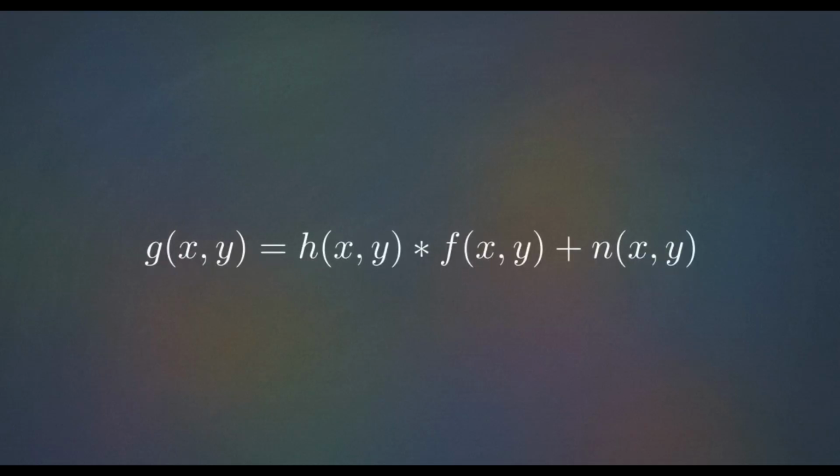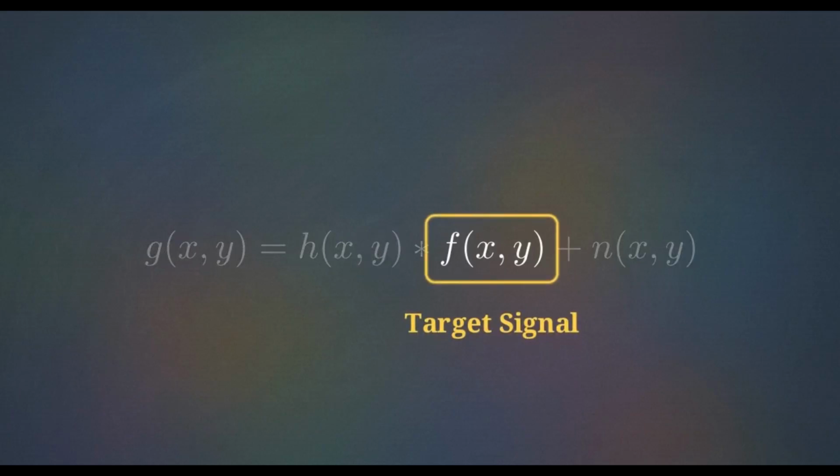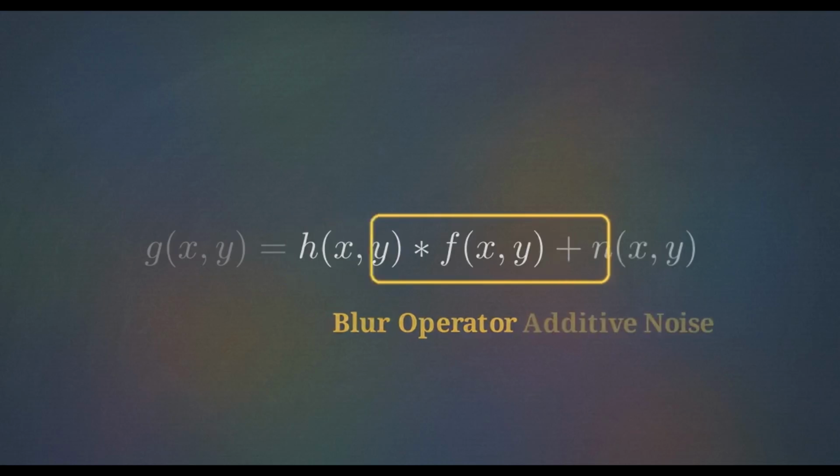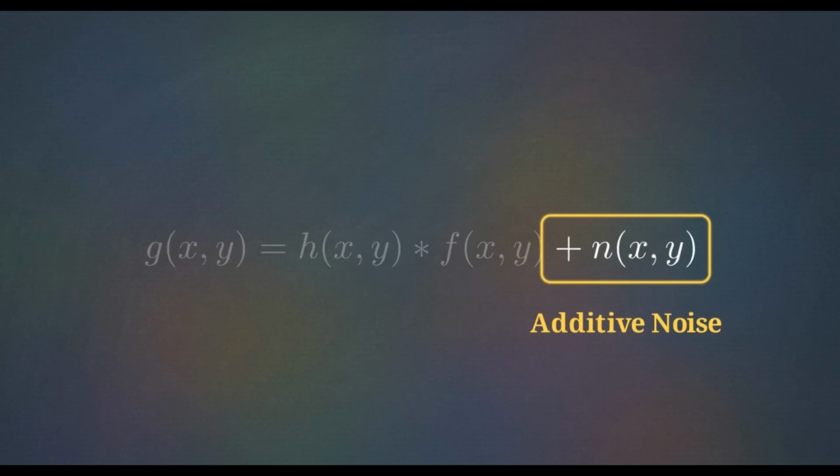This equation models that physical degradation in continuous space. To reverse the damage, we must first define the variables within this process. The variable f of xy represents our target, the original, uncorrupted image signal as it existed before hitting the camera lens. This is acted upon by h of xy via the convolution operator, a mathematical representation of the specific blur unique to the imaging system. Finally, the system adds n of xy, accounting for the random electrical noise generated by the sensor.